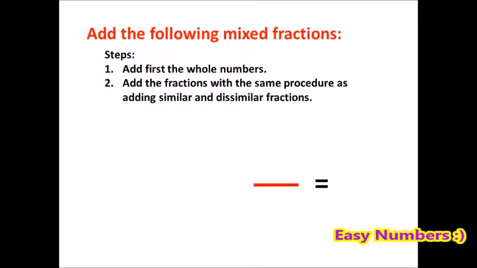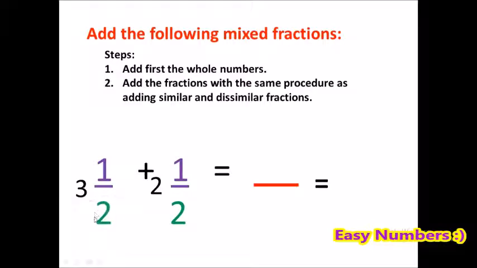Let us now add the following mixed fractions. Steps are: number 1, add first the whole numbers. Step 2, add the fractions with the same procedure as adding similar and dissimilar fractions. For example, let us have 3 and 1/2 plus 2 and 1/2. So the first step is to add the whole numbers, which is 3 plus 2. So we're going to have 5.